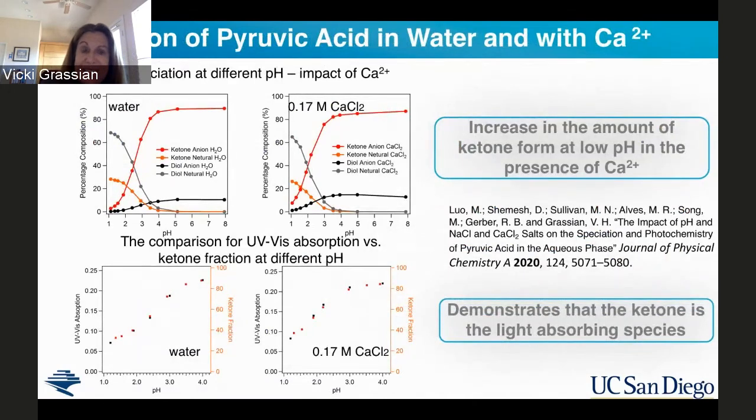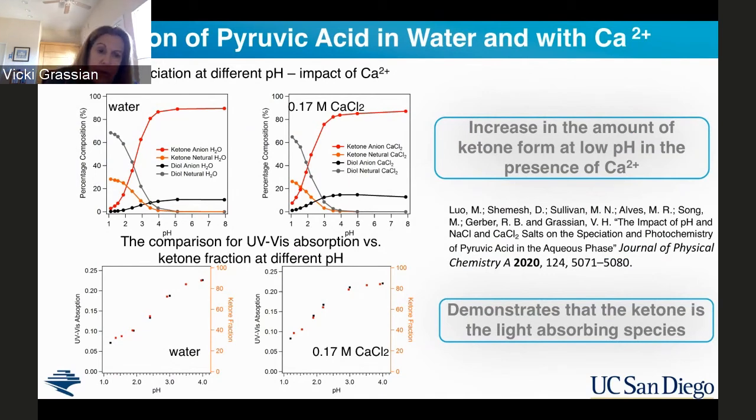Again, if you look at the system, we start to probe all the species that are formed in water, or when you have the presence of this divalent salt, and we increase, we show this here. And if you look at things in a very subtle way, you can start to see changes in the relative amounts of enol, the diol, I should say, versus the ketone. The neutral form is the protonated form, or the pyruvate. And so all those are showing changes in the presence of calcium.